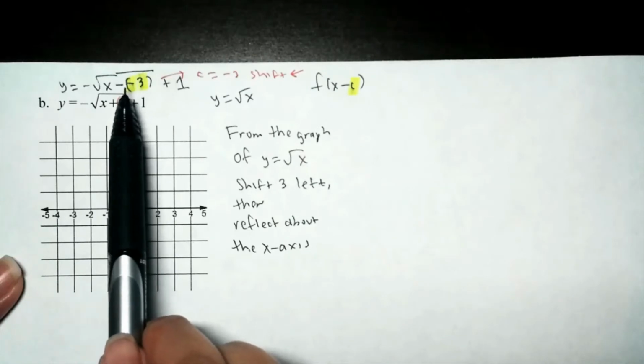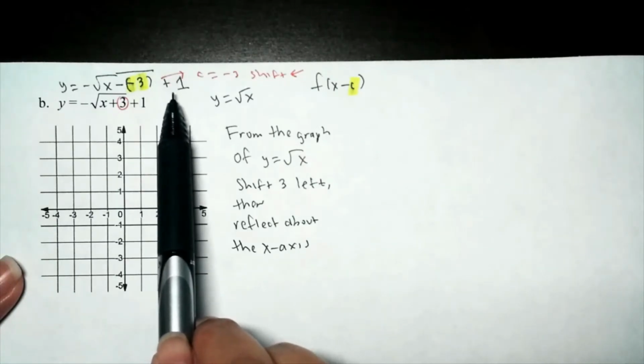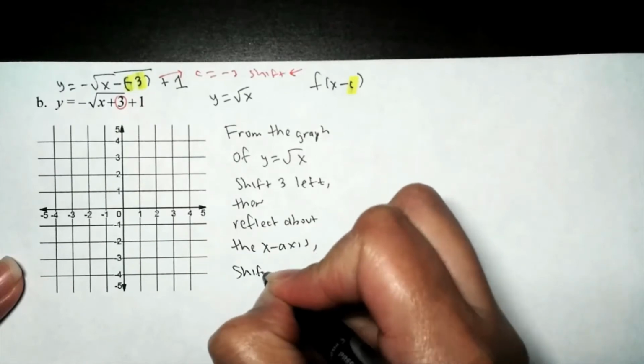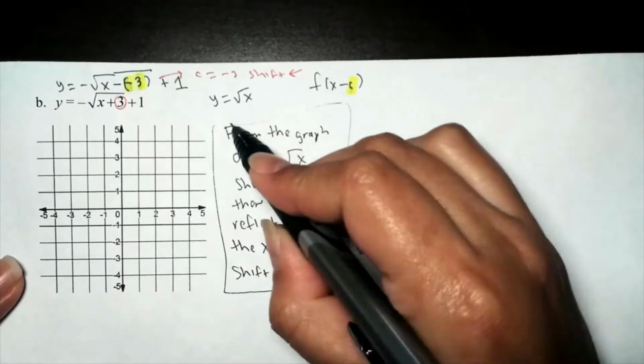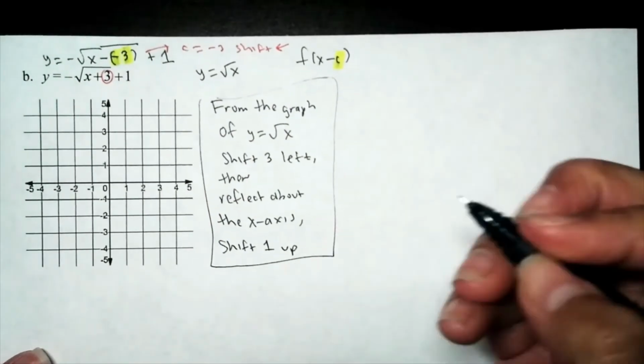So order of operations: grouping symbols, then we multiply or divide, and then we add or subtract. So since we have a +1, we're gonna shift 1 unit up. So then shift 1 up. Okay, so let me go ahead and box it. Let me do some quick sketches.